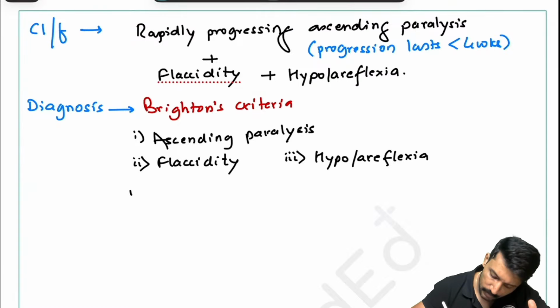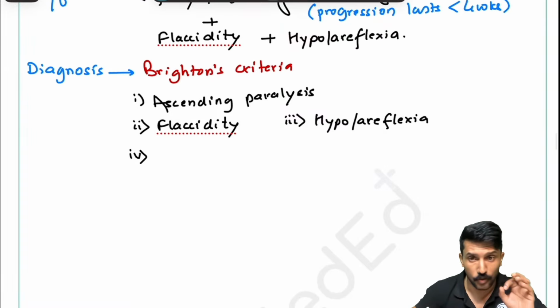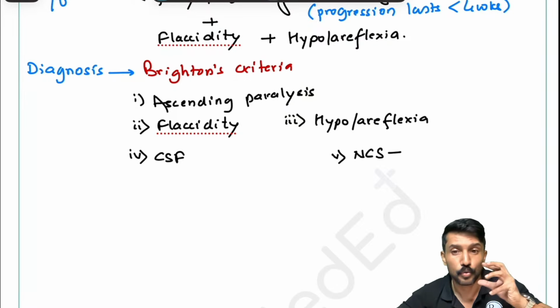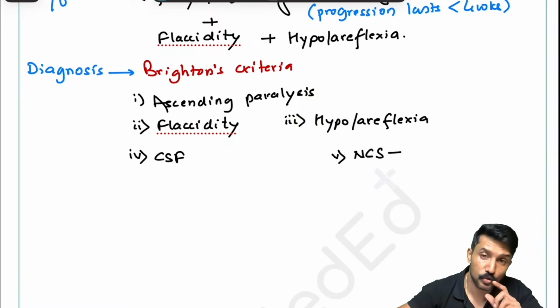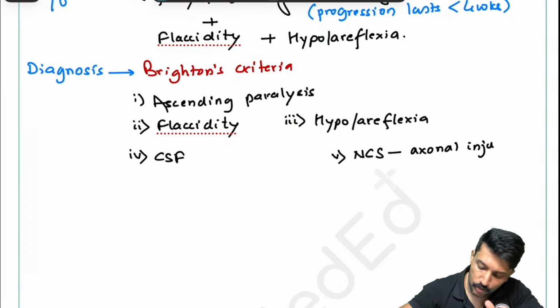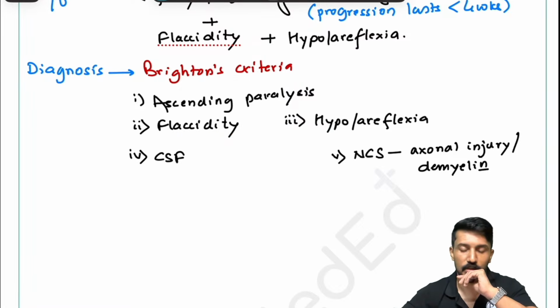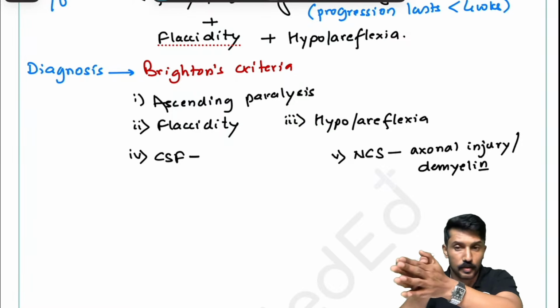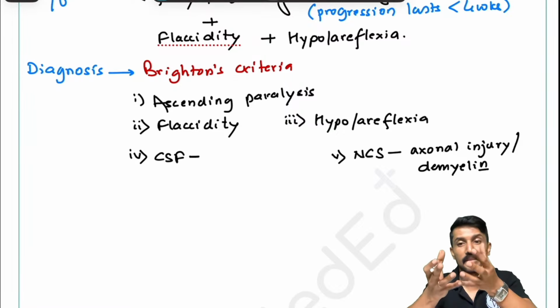So there are 2 investigations we can do. One of them is CSF analysis, and the second one is nerve conduction studies. Nerve conduction study may show the evidence of either damage to the axon, axonal injury, or damage to myelin, called demyelination. What does CSF show? Here antibodies are causing the damage to the nerves, so antibodies will be increased in CSF as well.